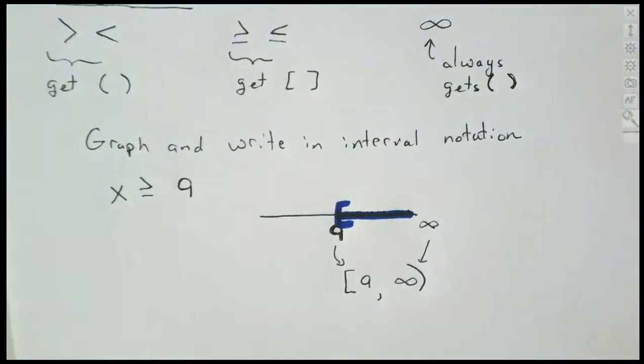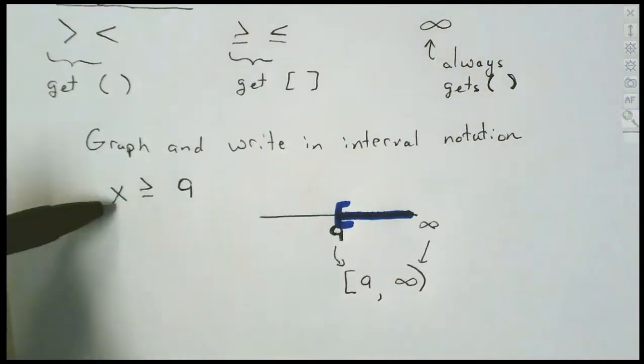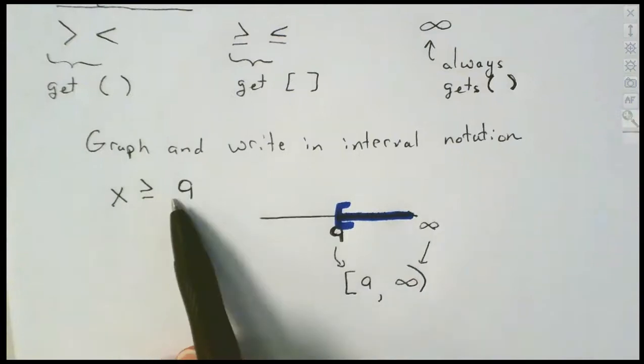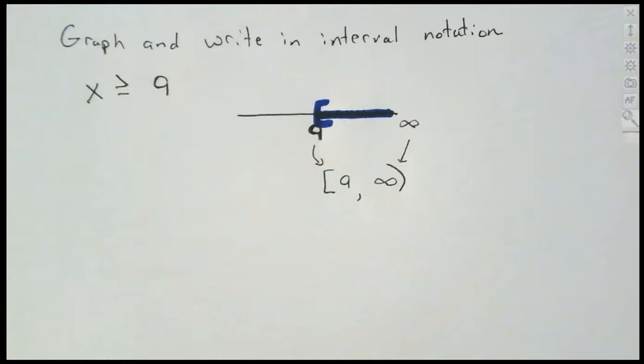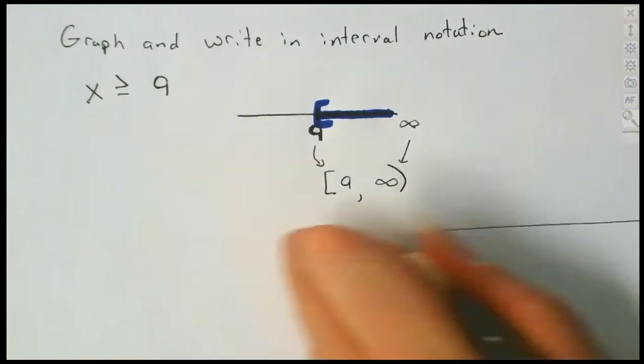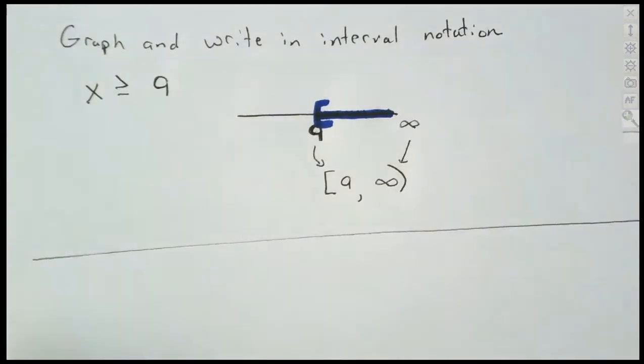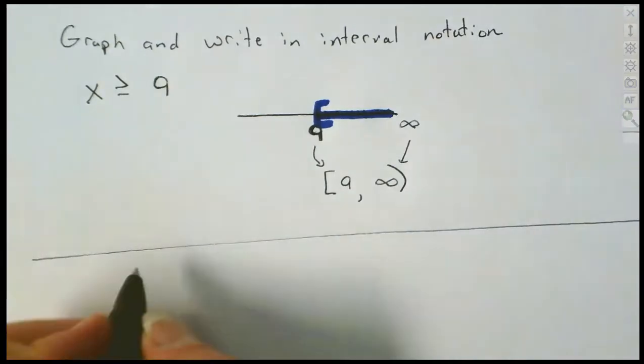So they come off the number line in the exact same order. We always make sure that our variable's on the left. If it's not, we can rewrite it so that it is. And whichever way it points is the way we want to graph. Let's do another one. Same directions. Graph and write your answer in interval notation.